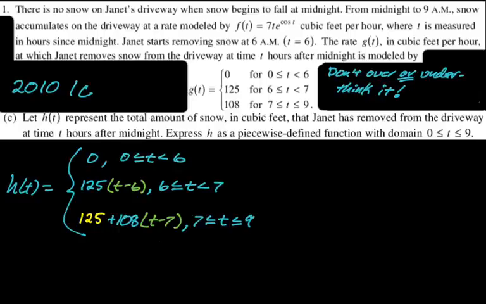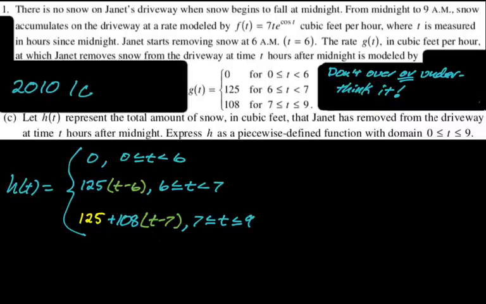A lot of people just did 125t, but that doesn't really make sense. Just plug in 6 and plug in 7 and think about how much snow you're claiming she removed. It's way too much. Now the 125 in yellow, people forgot that by the time we hit 7, she has removed 125 cubic feet of snow. So it's 125 that's been removed, plus her rate of change is 108. And this is only valid from 7 to 9, so we do the quantity t minus 7. A lot of people struggle with that one.